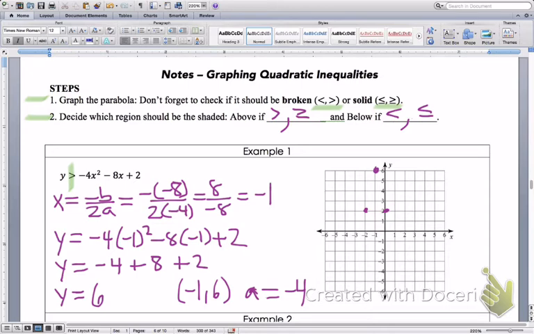So I'm going to go ahead and draw my broken parabola. Do the best you can to draw. It doesn't have to be perfect. So here's my broken parabola. And it says to shade above because we have a greater than symbol. So that means everything above the vertex, so not inside, but on the outside. This is the inside, that's less than. This is the outside, which is all of this out here. So I'm going to be shading everything on the outside of this parabola.